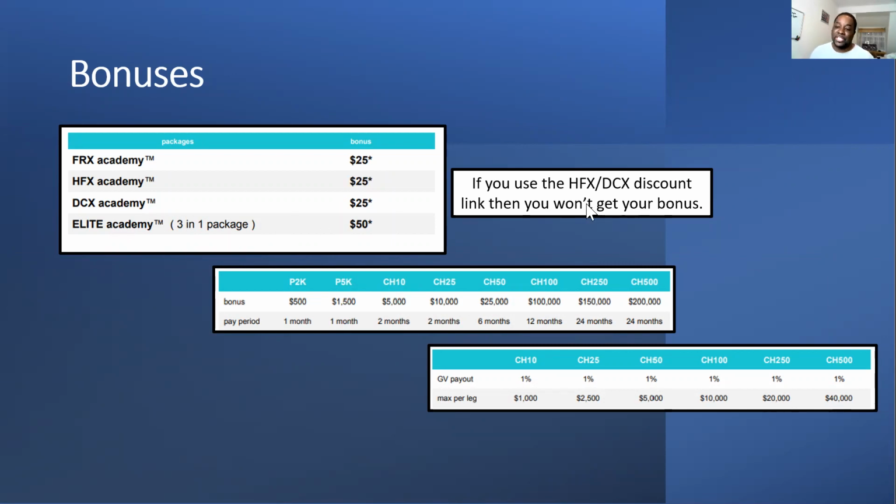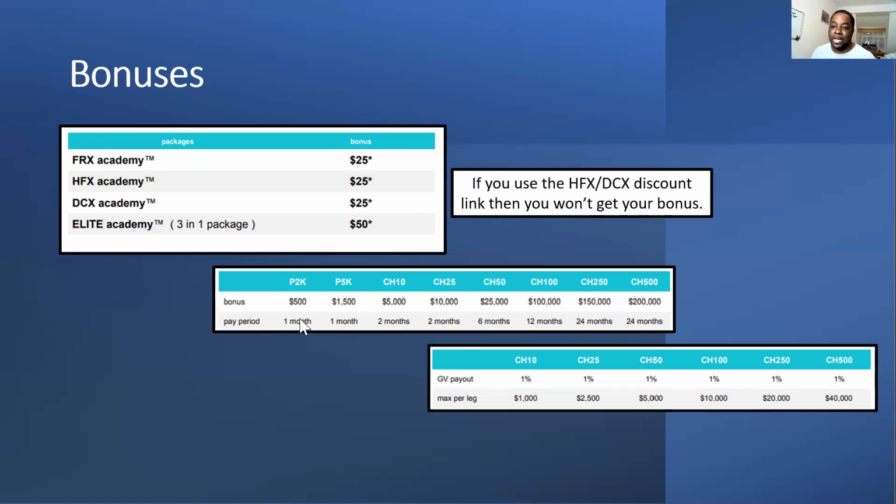Now we've got this HFX, DCX discount link. Yes, you give people a discount, but you also lose your $25 bonus. You don't get your $25 bonus. Now, for me, I like giving people the discount, so it's all right. Great, you get a discount straight away, you're in. That's good. People see that, and that's a great way of getting people in.